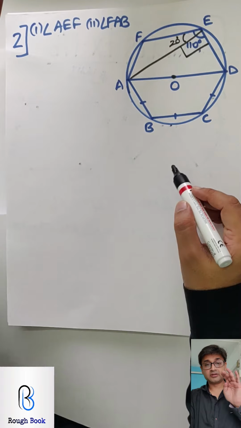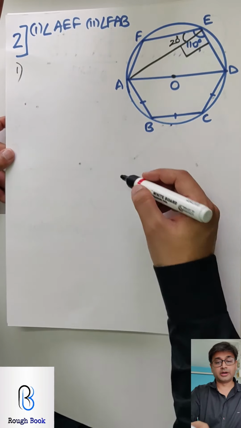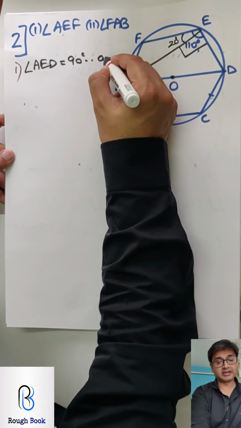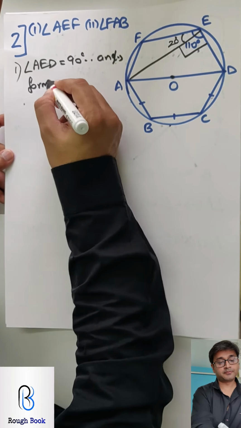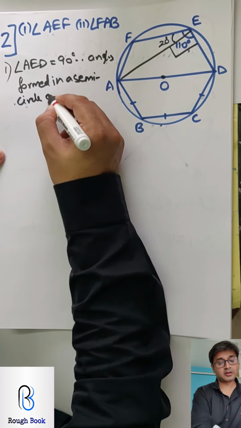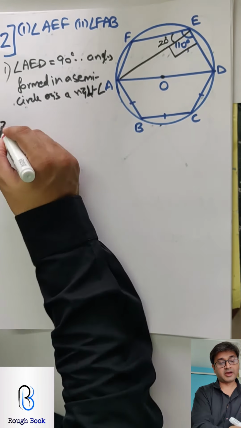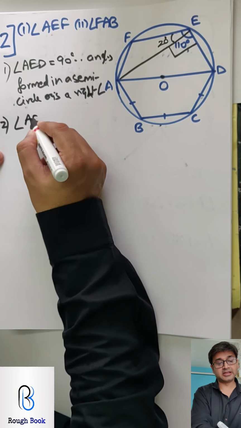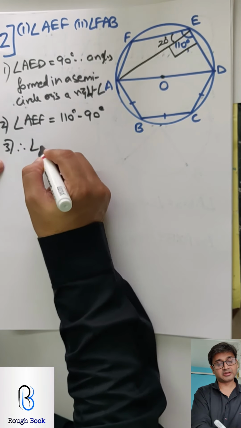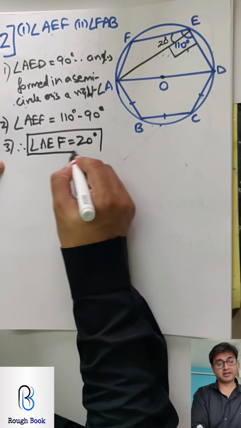So can you write whatever 3-4 steps and get the angle AEF on your own? Come on, let's try it. So number 1, I will say angle AED is equal to 90 degrees, angle formed in a semicircle is a right angle. So we managed to get this 90. Finally, angle AEF will be 110 minus 90. So angle AEF is equal to 20 degrees. And there we go with the first one.